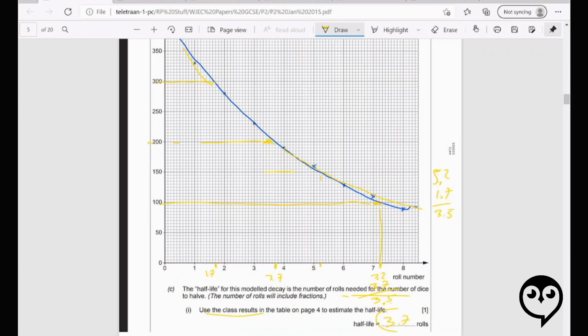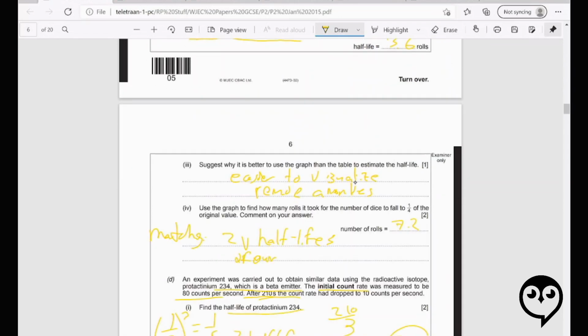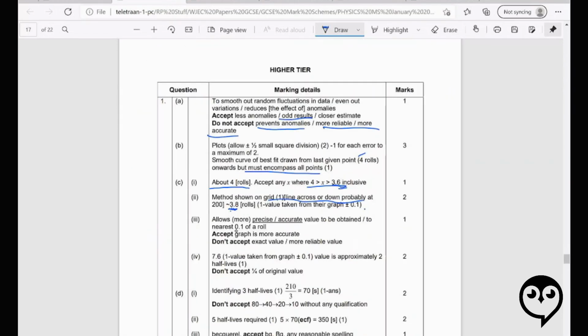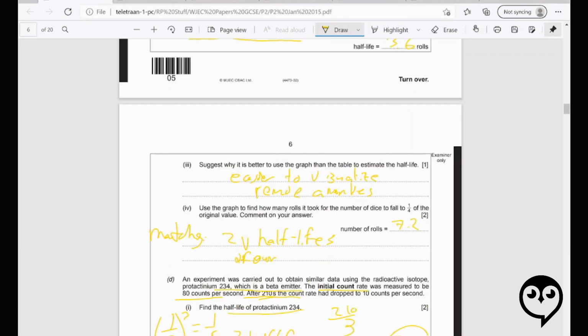What was this question about? Why is it better to use a graph? It allows more precise or accurate values to be obtained. To near of a roll. Graph is more, don't accept exact value. It's not the exact value. A graph allows us to be more precise or accurate. What did we say? Easier to visualize, remove anomalies. Yeah, that's not a good answer.